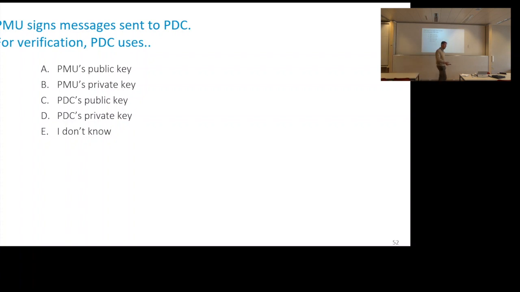And by a short majority, the class is right. So the correct answer is PMU's public key. PMU will sign the message with its private key. Of course, if it would sign with its public key, anybody could sign it. So it will sign it with its private key, and to verify it, you verify with its public key. Anybody can verify. Only the owner of the private key should be able to sign. Otherwise, it's not a signature.